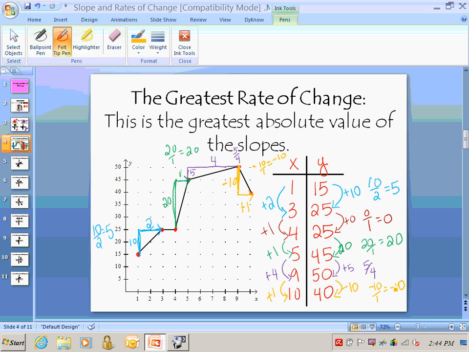And 20 and negative 10, I disregard the negative right now because I don't really care if I'm going up or down. I'm just worried about the slope, which one has the greatest rate of change, no matter if it's going positive or negative. So it's basically a 10. So I have 20 and 10. So my greatest rate of change right now is 20. And it's this area right here, this line that's going up. That's my greatest rate of change.